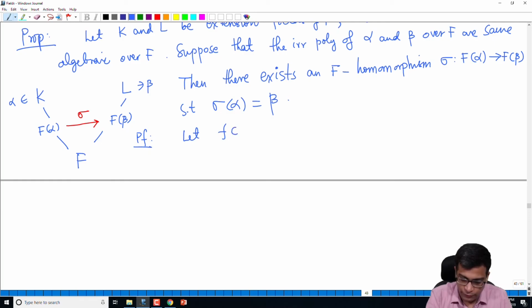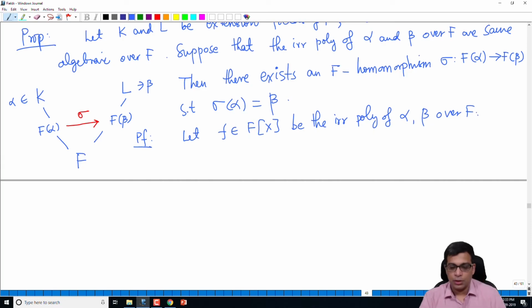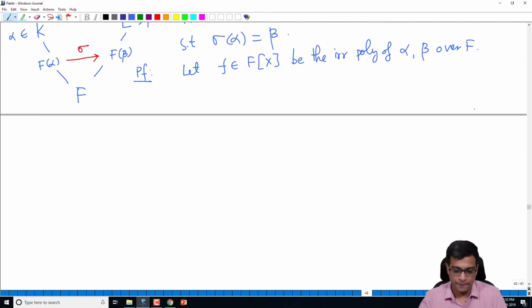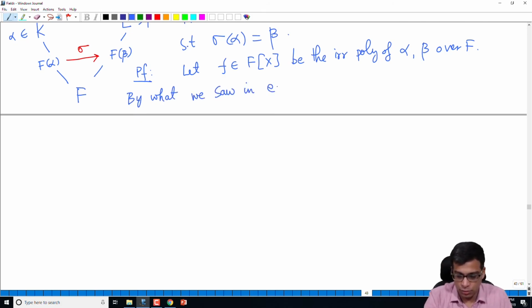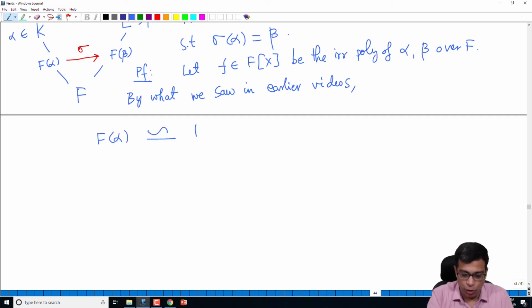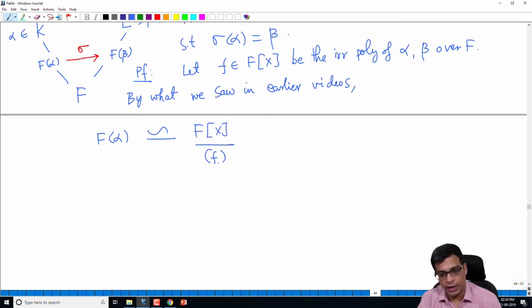Let f in capital Fx be the irreducible polynomial of alpha, beta over capital F. Right, the hypothesis is that both alpha and beta have the same irreducible polynomial. Let us call that f. Then by what we saw earlier, we know that F alpha is isomorphic to the polynomial ring Fx modulo the maximal ideal generated by f.